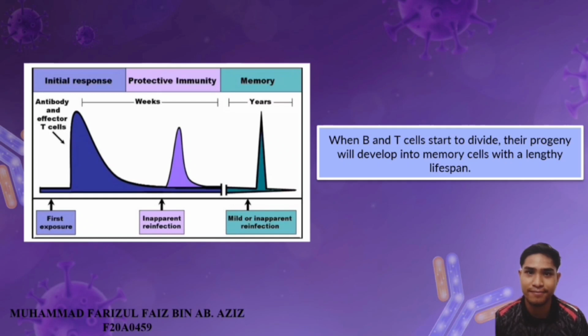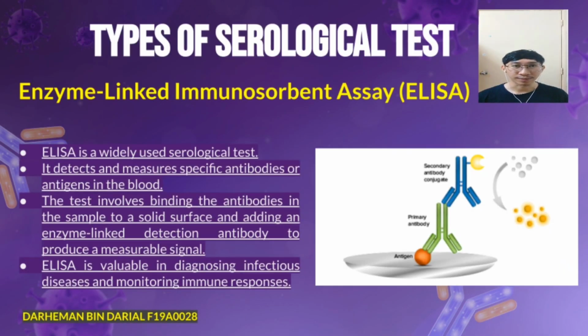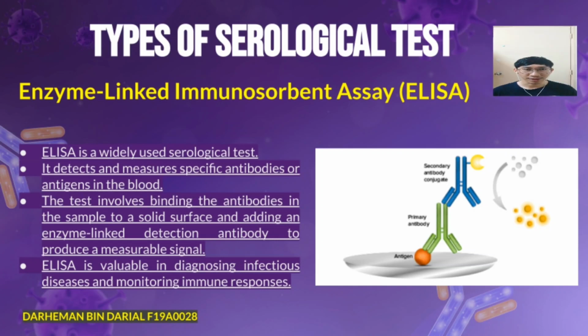That's all from me. The one for today is my part, which will be showing the types of serological tests. First is enzyme-linked immunosorbent assay, known as ELISA. ELISA is a widely used serological test. It detects and measures specific antibodies or antigens in the blood. The test involves binding the antibodies in the sample to a solid surface, adding an enzyme-linked detection antibody to produce a measurable signal.